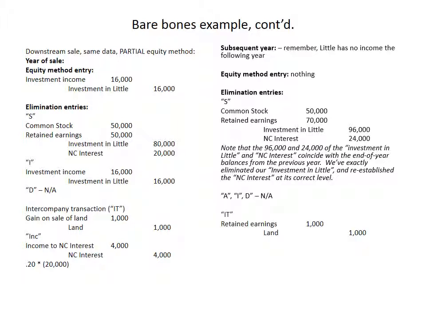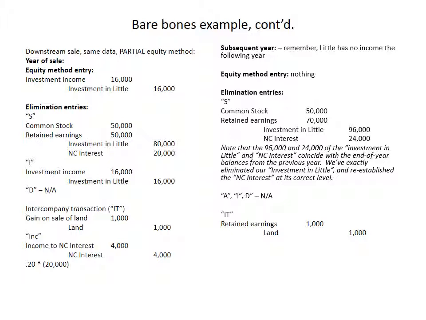And then we have this intercompany transaction entry. And again, on the credit side, we're reducing land by $1,000. On the debit side, two things to note. First, the non-controlling interest is not involved. This was a downstream transaction. It doesn't have any bearing on the non-controlling shareholders. The entire $1,000 is going to be applied as an adjustment to one of the parent's accounts.